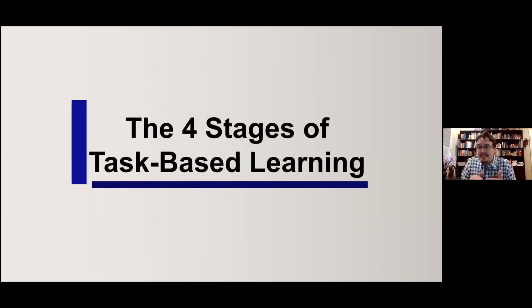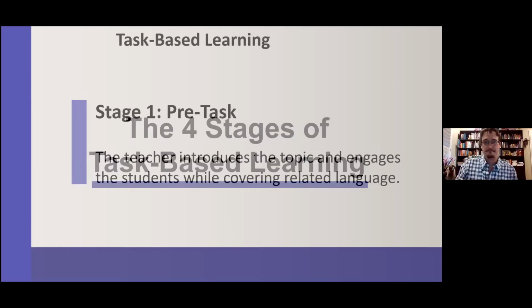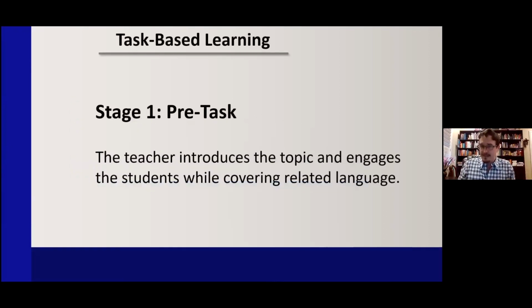So with task-based learning, there's really 4 stages. And I want to look at the interactive science book and see how you can use the 4 stages of task-based learning to accomplish it. So first is a pre-task. This is where, let's say we're getting into our science activity right now. We've covered the material in the book.